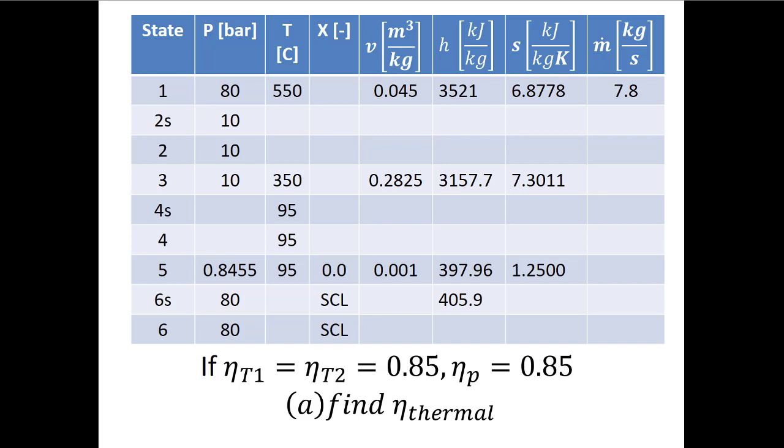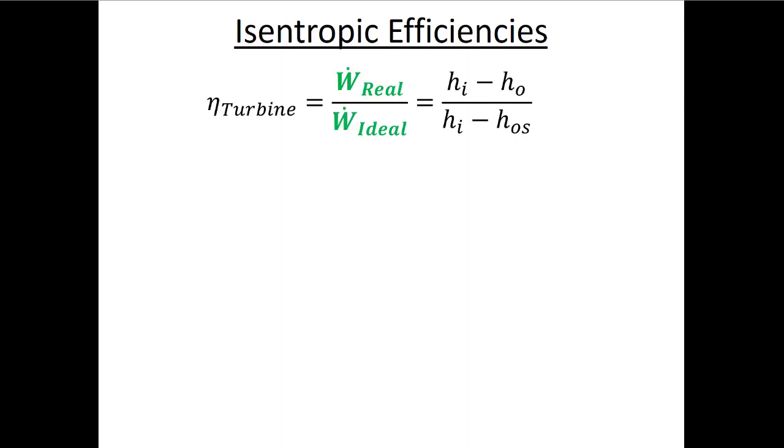So now, and I guess I knew this by looking at the state table anyway, I have to find first the isentropic outlets of the turbines and the pump, and then I can use the isentropic efficiencies to find the real outlets for the turbines and the pumps. So let's go about doing this.